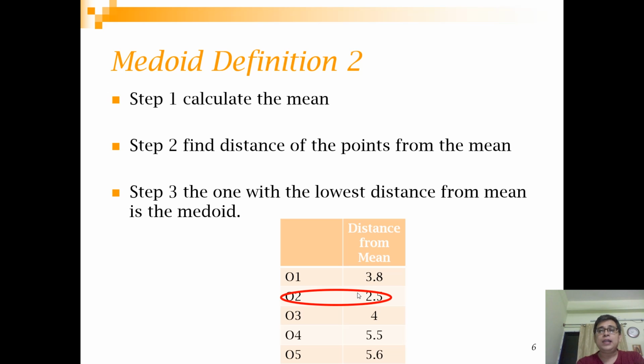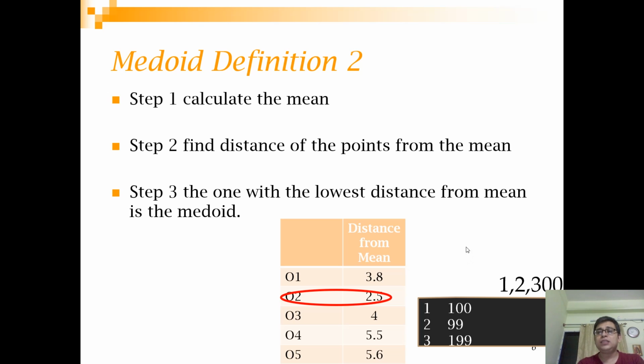So let's take 1, 2 and 300 and let's calculate the distance from the mean. As you remember, the mean is 101. So the distance from 1 is 100, the distance from 2 is 99 and the distance from 300 is 199. So you can still pick 2 as the median value. So that is how you can see that these two definitions will work well in the practical case.